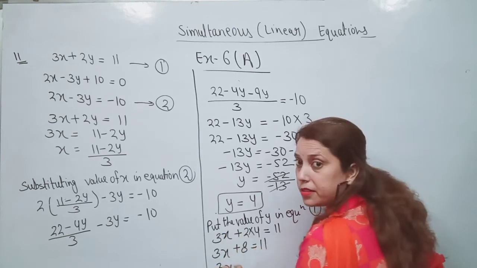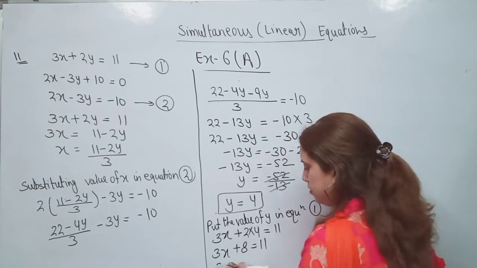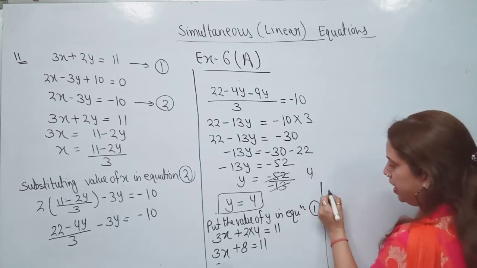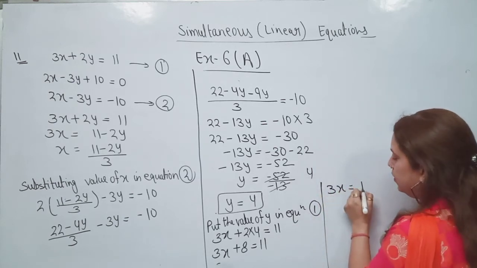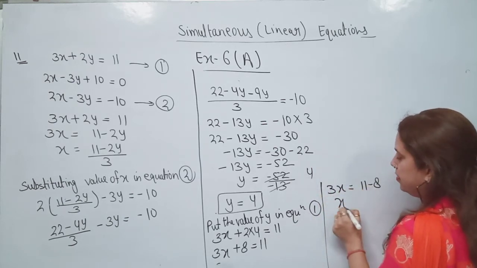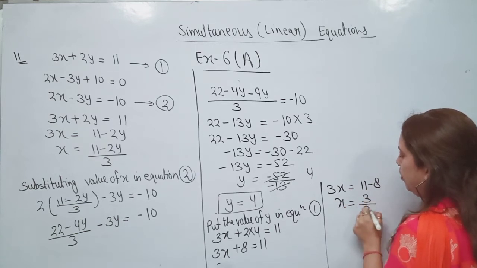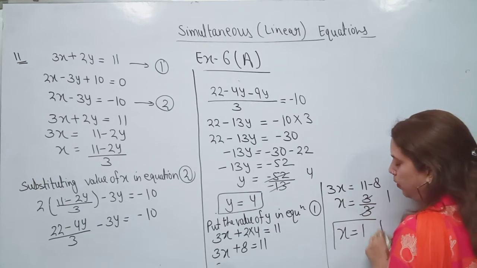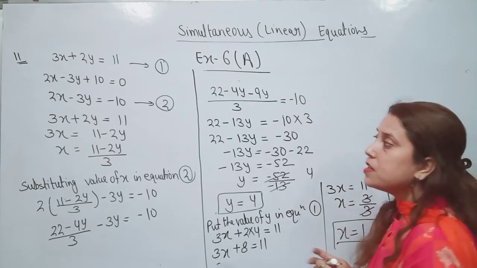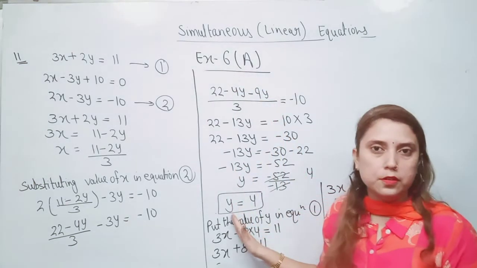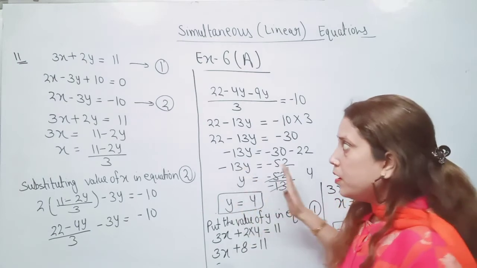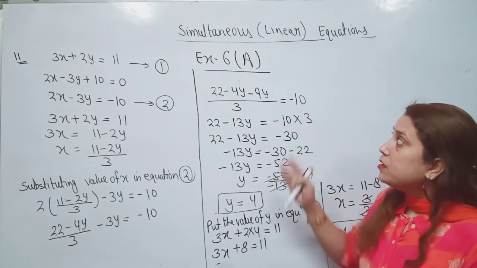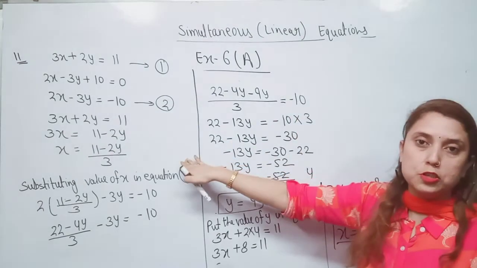So 3x is equal to 11 minus 8. X is equal to 3 upon 3, which is 1. So the value of x is equal to 1. So this is the substitution method. Okay beta, now all the questions of exercise 6 you will solve by the substitution method.